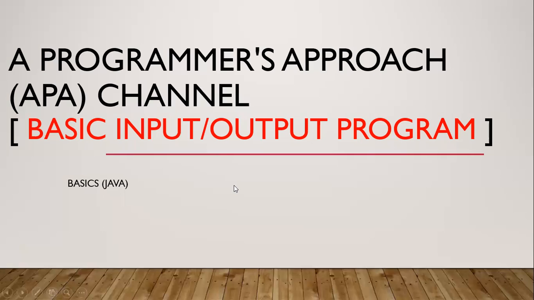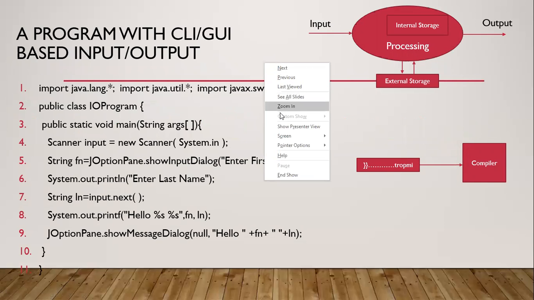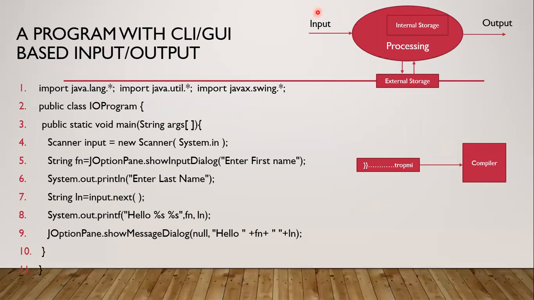Okay, coming to the slides. As you can see here, the model we took help of to represent a program in the last lecture. Every program can be represented by this model. This model has a collection of 5 things: input, output, internal storage, processing, and external storage. So we are going to take a look at the program and explain each part of this program.